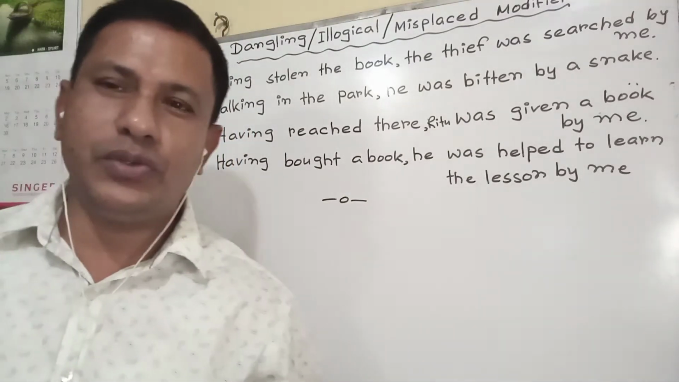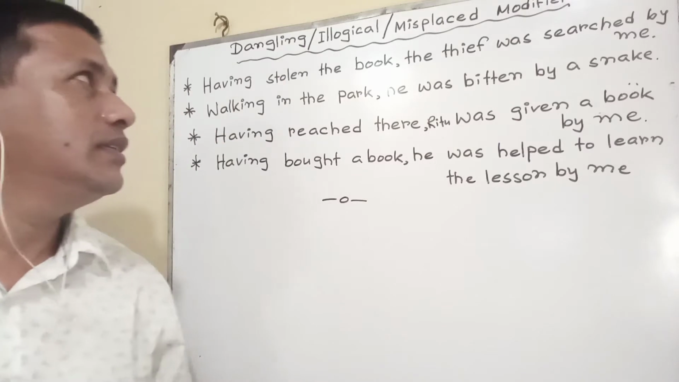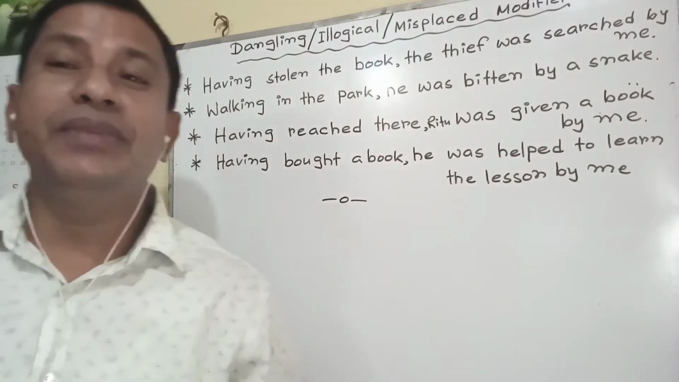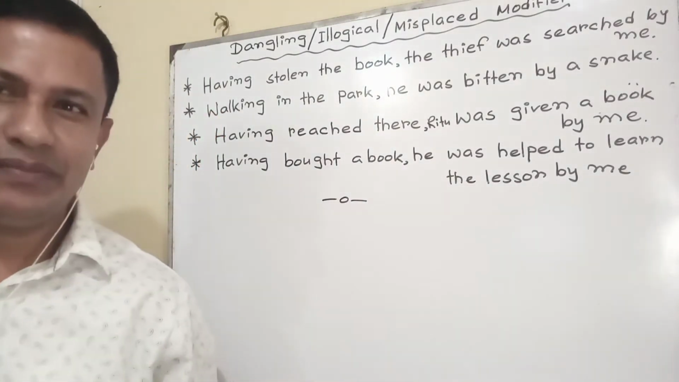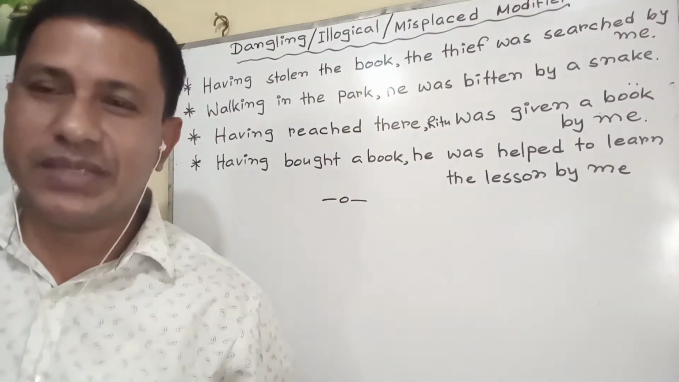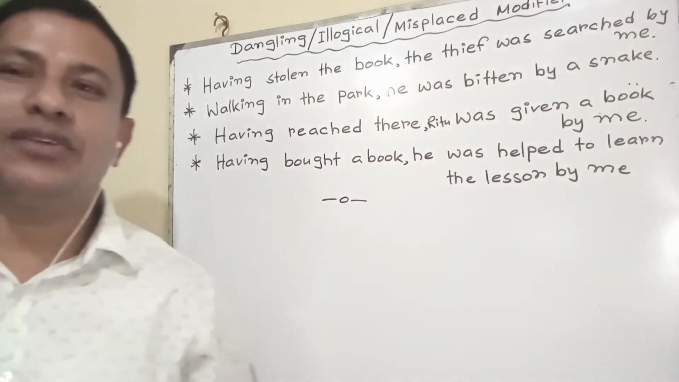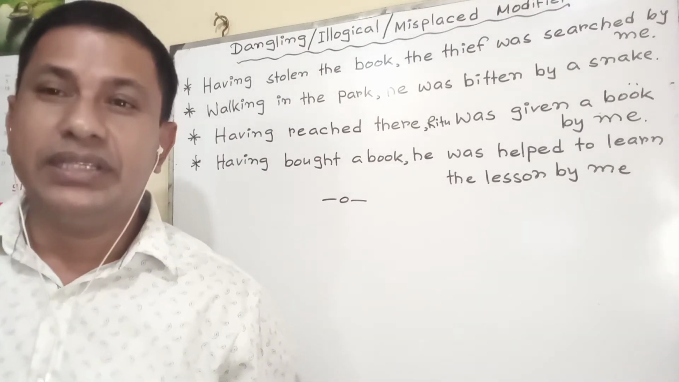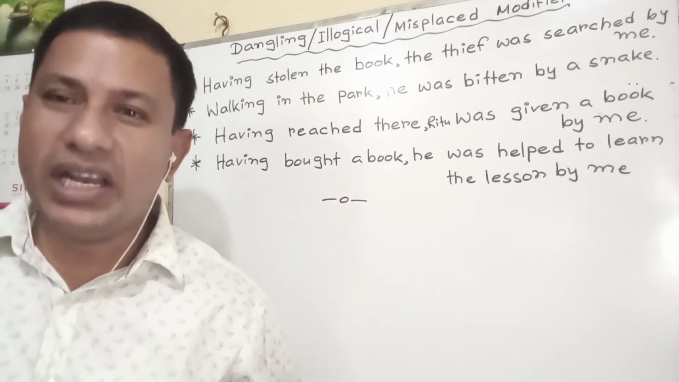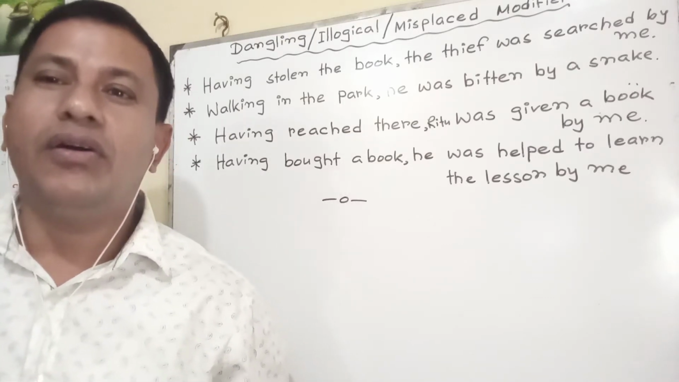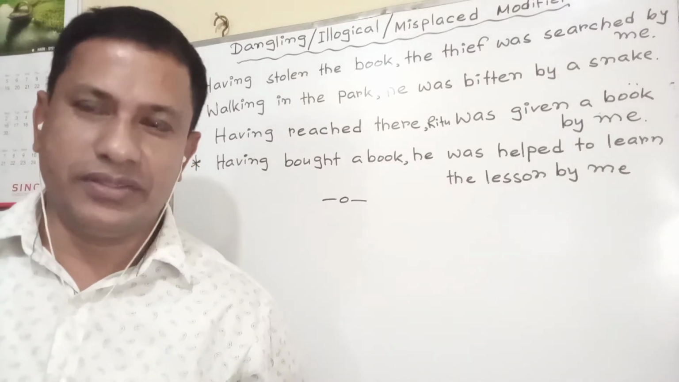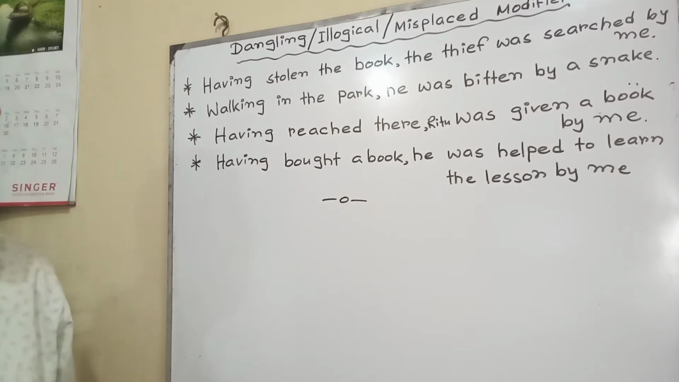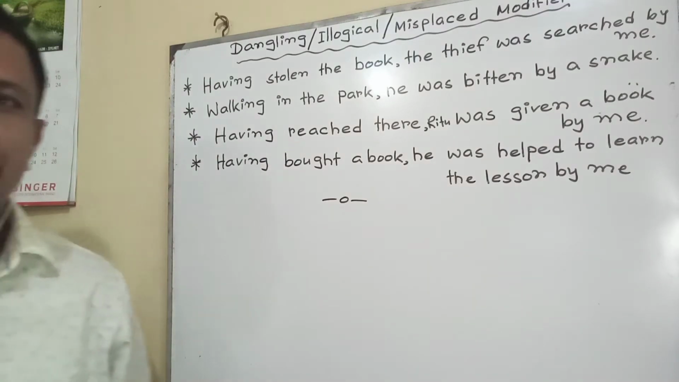I have come here today with another lesson about dangling, illogical or misplaced modifier. At first we would like to know what a modifier is. A modifier is a word or phrase or a clause that modifies or qualifies another word or phrase or clause. So let's get started to know what a dangling or illogical or misplaced modifier is.